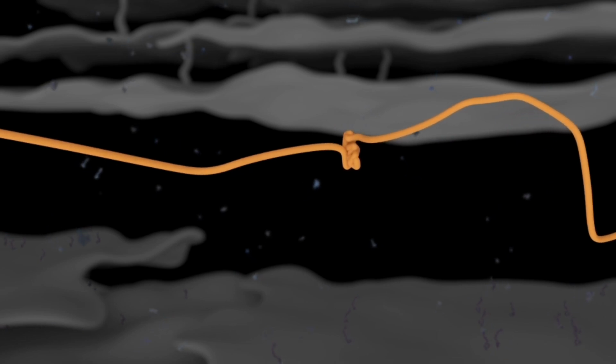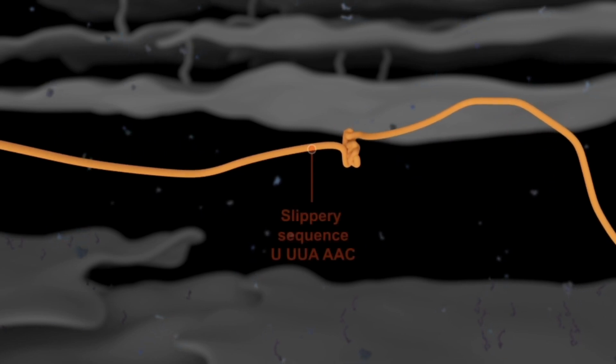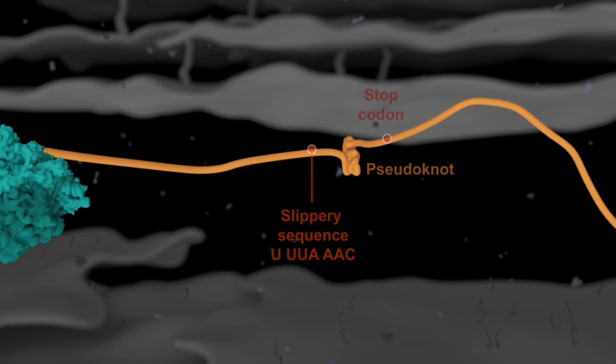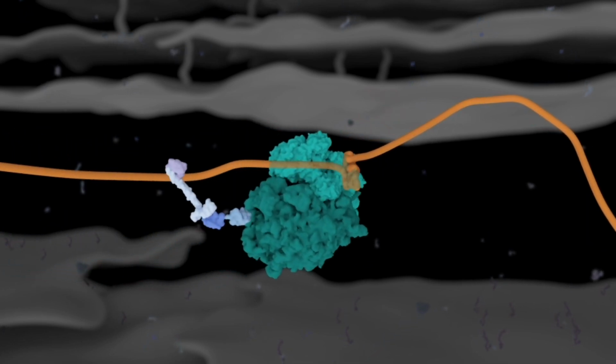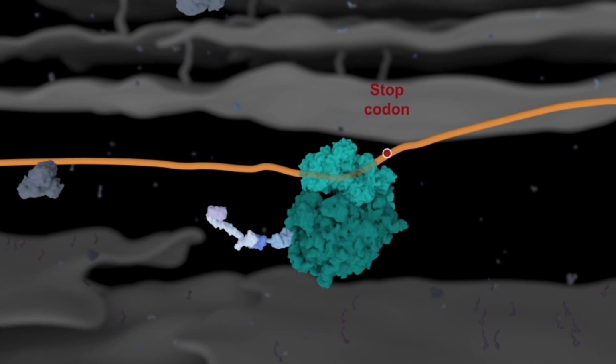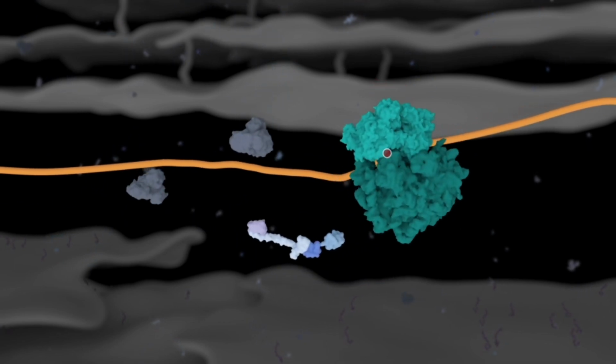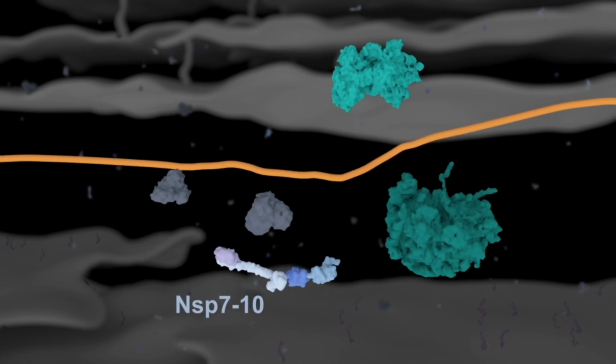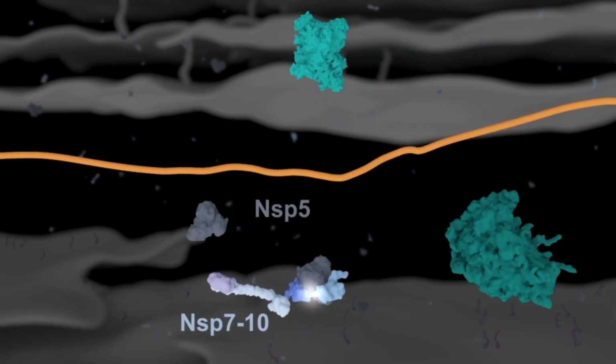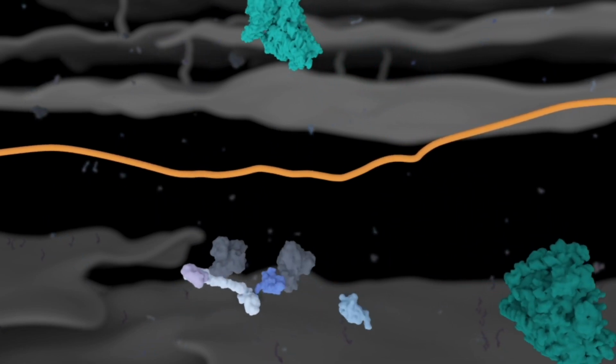Ribosomal frameshifting is a key event during early translation. It occurs at a slippery sequence located in the context of a pseudoknot structure just upstream of the first stop codon. If a ribosome melts the pseudoknot quickly, it progresses without frameshifting and then disassembles at the first stop codon. NSP5 then cleaves the polyprotein precursor.